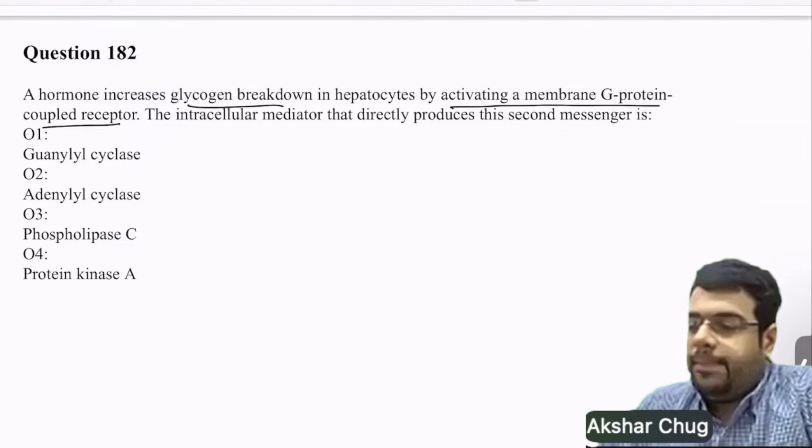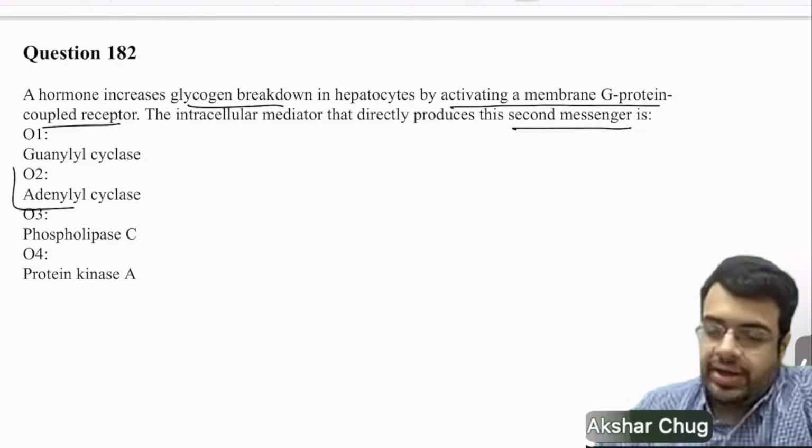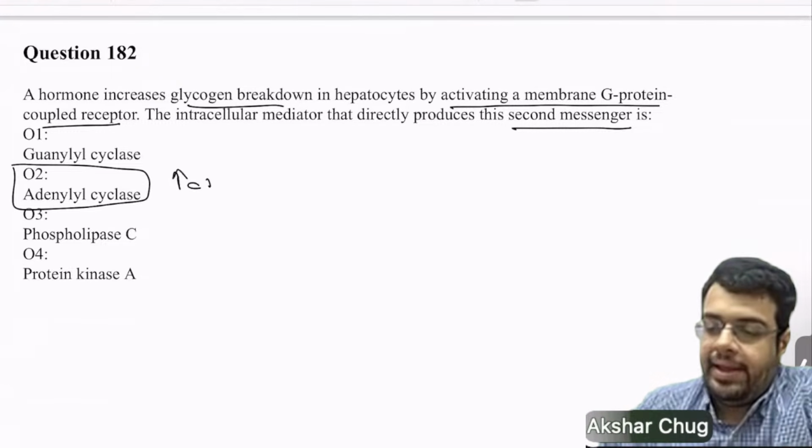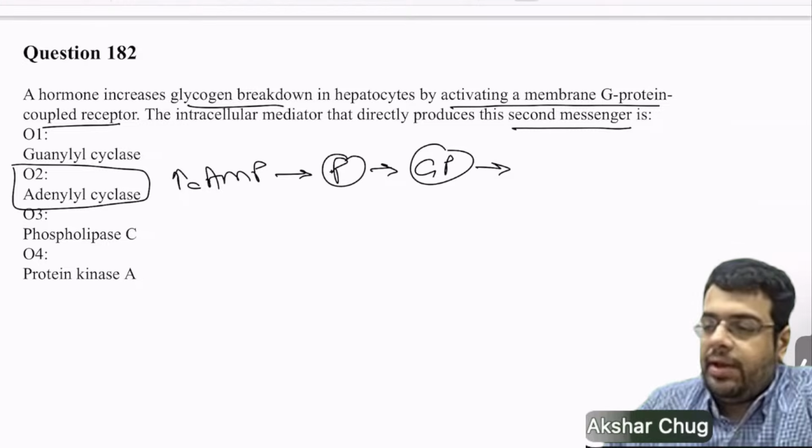That directly produces this second receptor, adenyl cyclase. It increases the cyclic AMP, which is responsible for phosphorylation of glycogen phosphorylase, which causes glycogen breakdown.